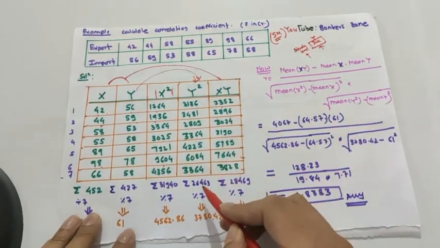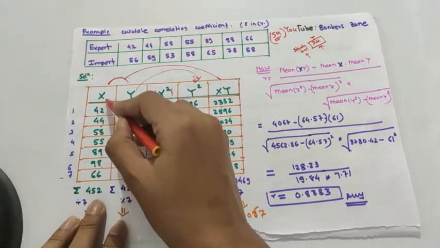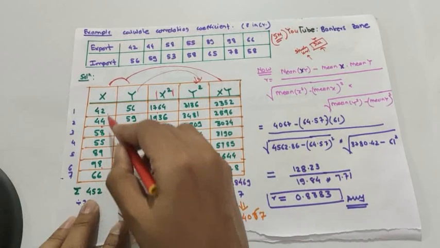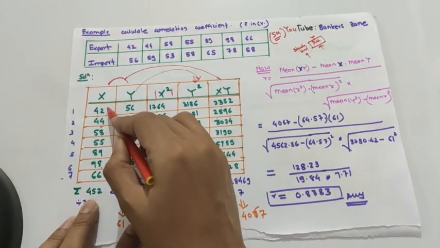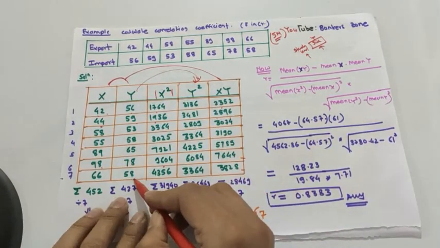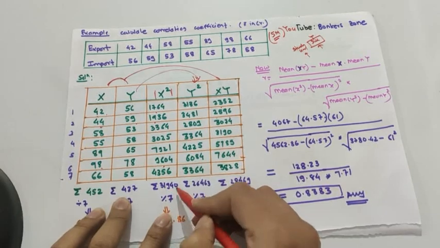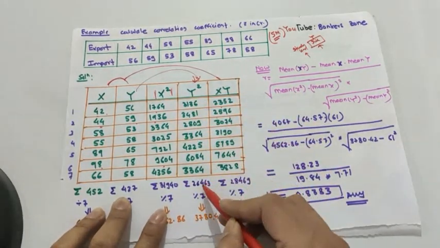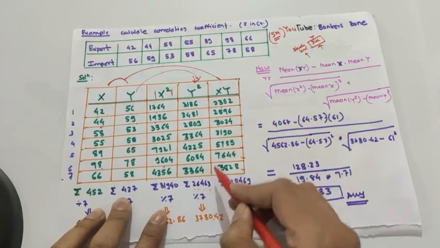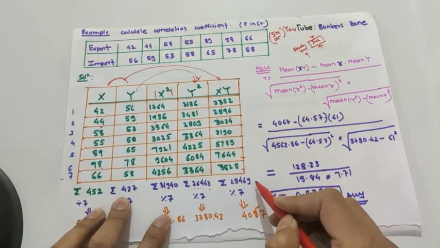Now what you have to do? Using a calculator, take the summation of all x. Add all values of x, and you will get 452. Add all values of y, you will get 427. Add all values of x square, you will get 31940. Add all values of y square, you will get 26463. Add all values of xy, you will get 28469.